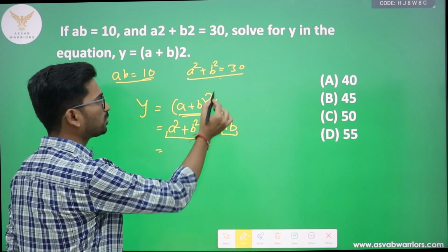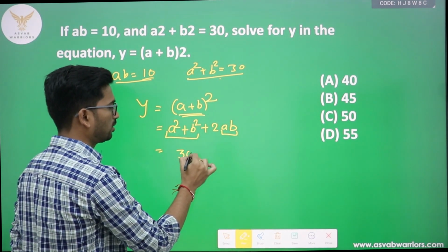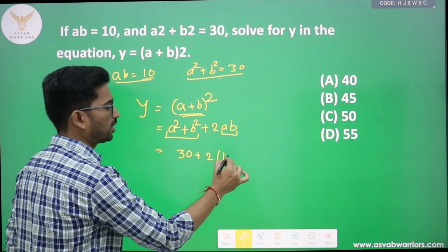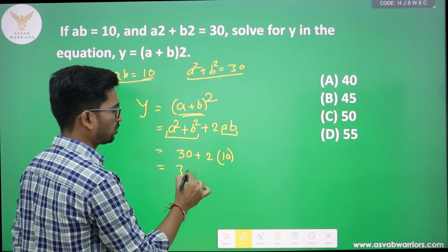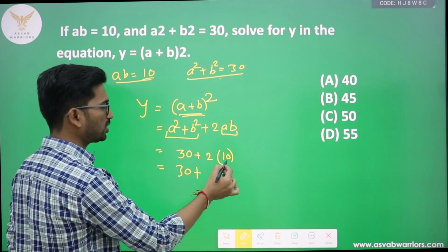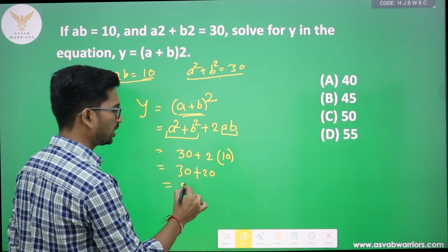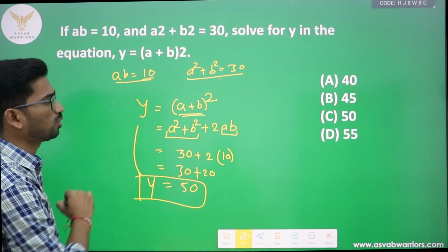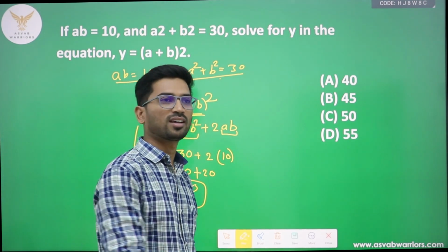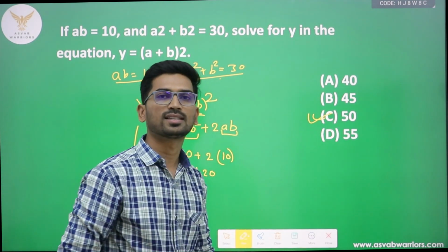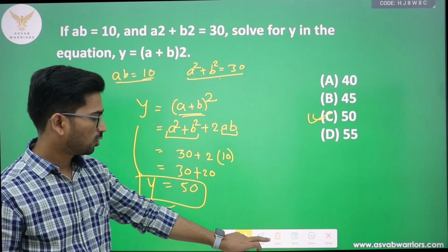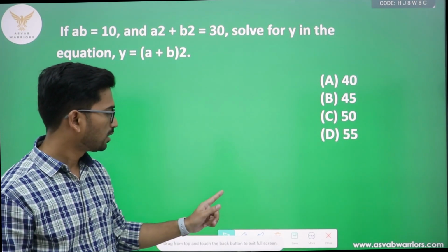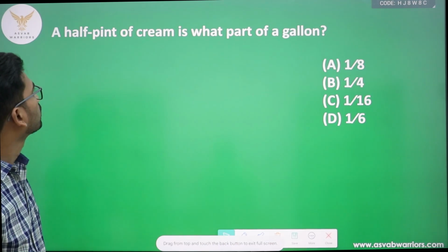What is A square plus B square? It is 30 plus 2 times A into B, which is 10. Solve it. 30 plus 2 into 10 is 20. 30 plus 20 is 50. This is the value of y as we are solving for y. Which option is correct? Option C is the correct answer. I hope you understood this question. It is a very easy question from the mathematics. Now let us move on to the next question.